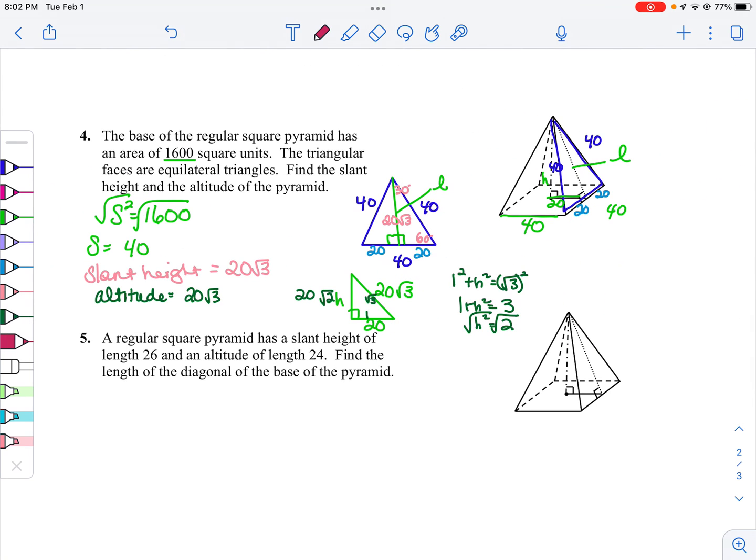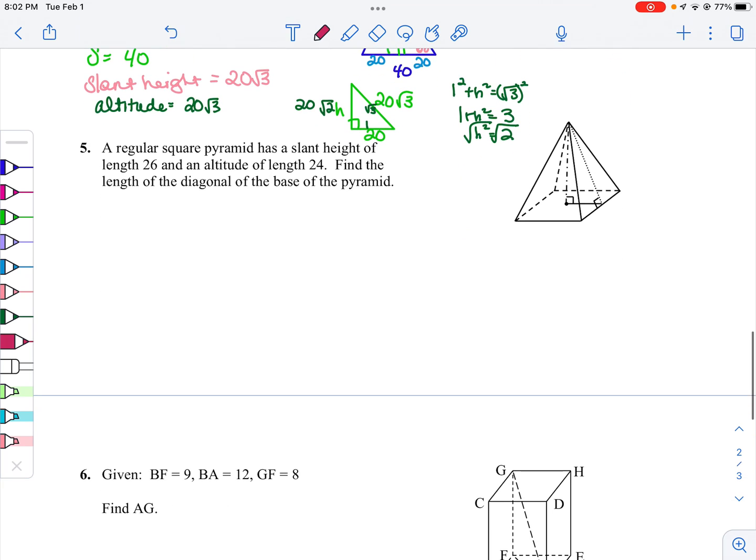Okay, two more questions to finish up. A regular square pyramid has a slant height of length 26. Here's my slant height, length 26. The altitude is of length 24, so that's down here in the middle, 24. And then it says, find the length of the diagonal of the base of the pyramid. That is not even drawn in my picture.